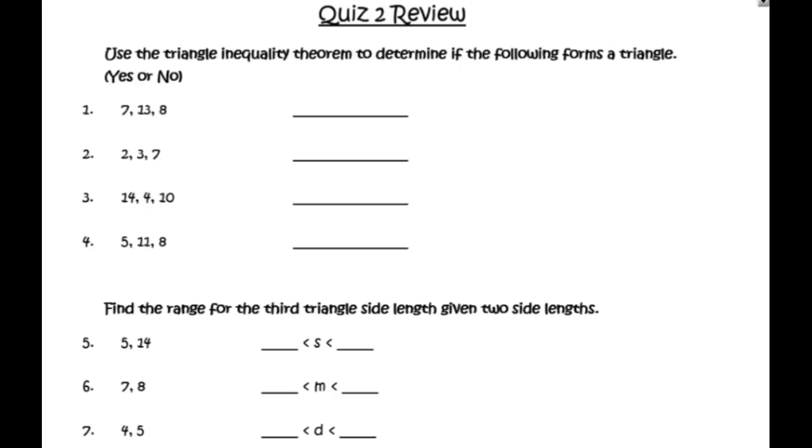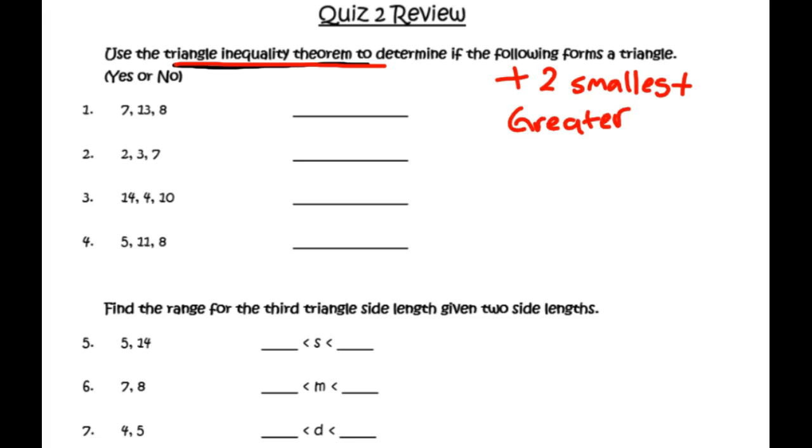Alright, let's do this quiz 2 review. 1 through 4, use the triangle inequality theorem. If you remember what the triangle inequality theorem is, what you're going to do is add the two smallest sides, and if it's greater than the third side, that's a triangle. If it's equal or less, then it's not a triangle.